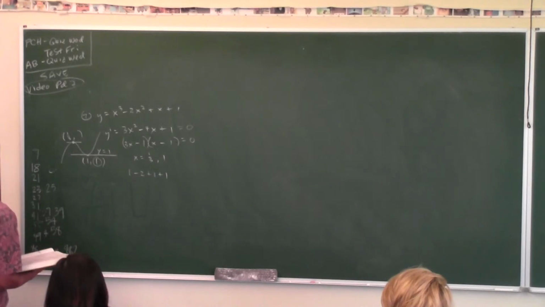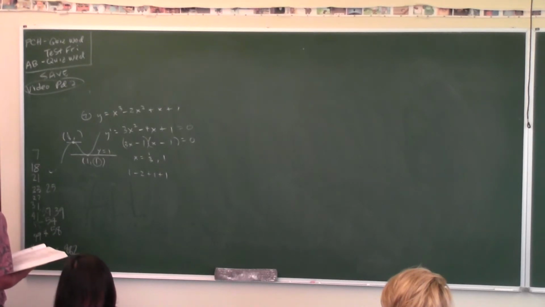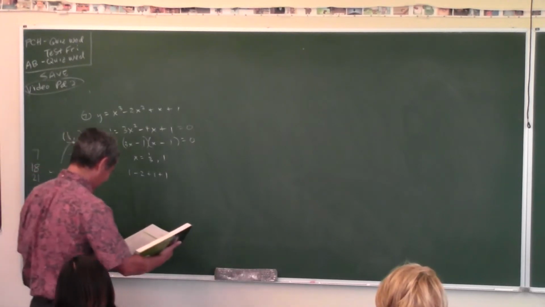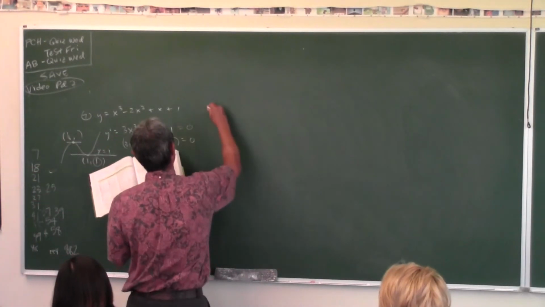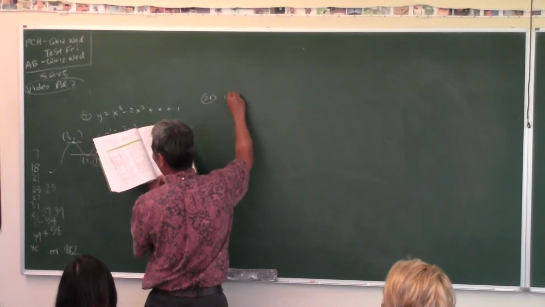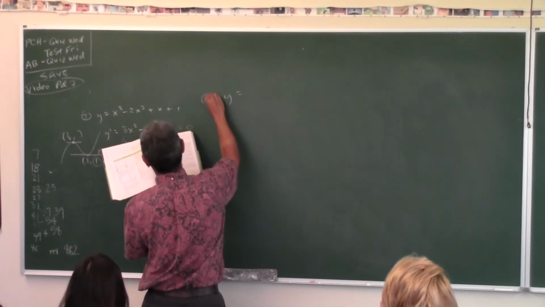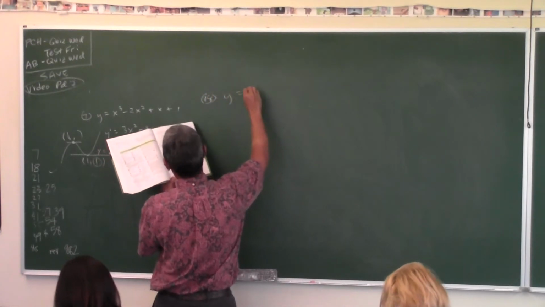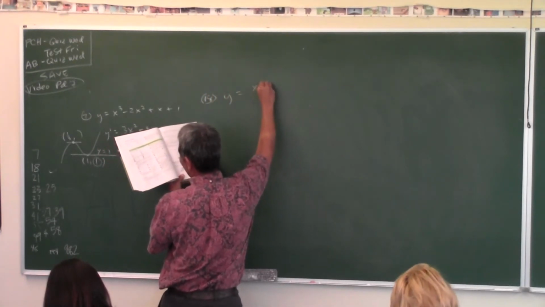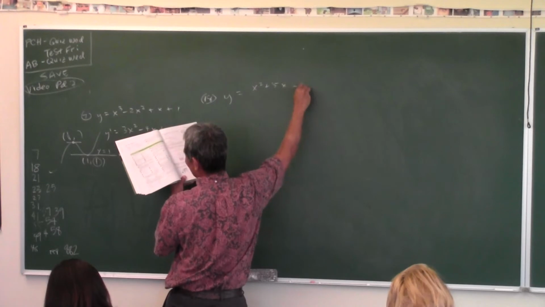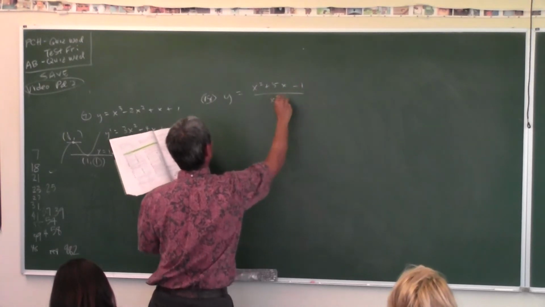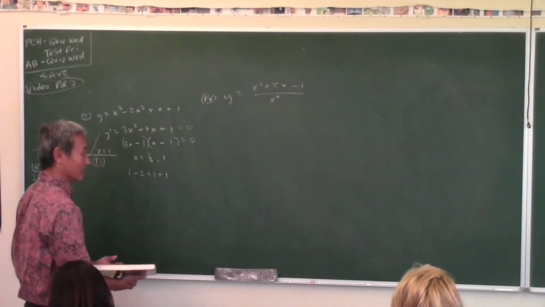Okay, never mind. At least you put it in numerical order. Thank you. 21. No! 18. Oh, boo-hoo, 18. Y equals x squared plus 5x minus 1 over x squared. Come on, is this problem up here just because it's even?